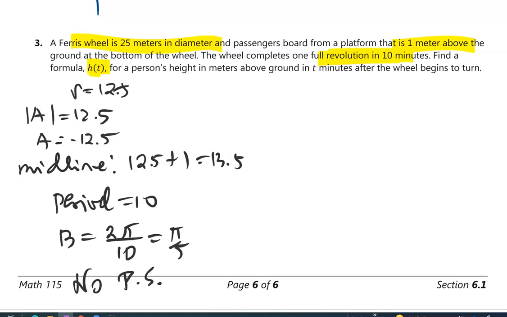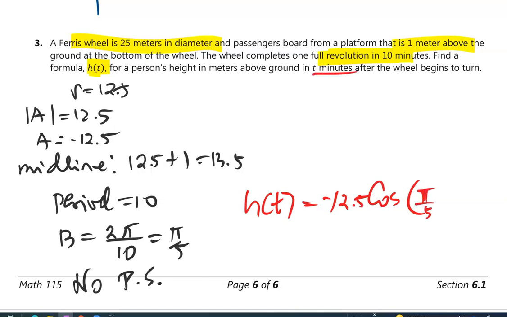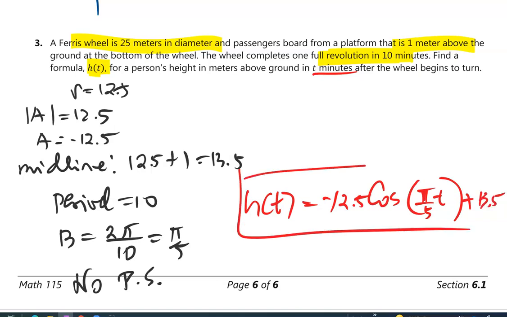So now we can write a formula for h of t. That is, A is negative 12.5 cosine of pi over 5 in terms of t minutes, so we're going to use t, plus your d, which is 13.5. So this is the answer. Okay, and that's it for section 6.1. Let me know if you have any questions. Okay, thank you.